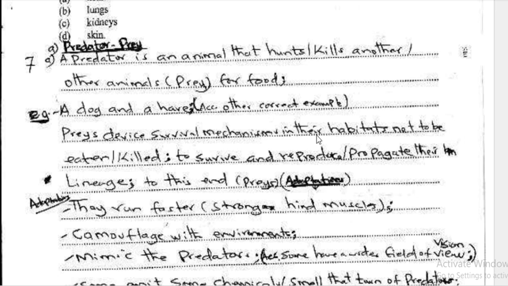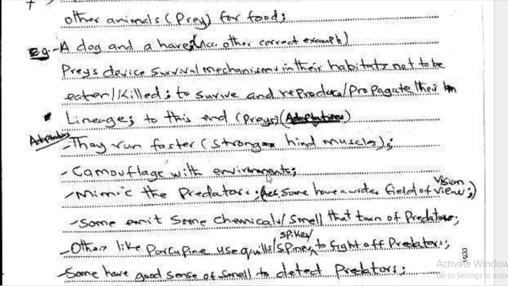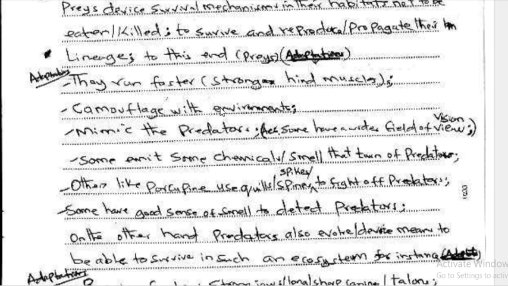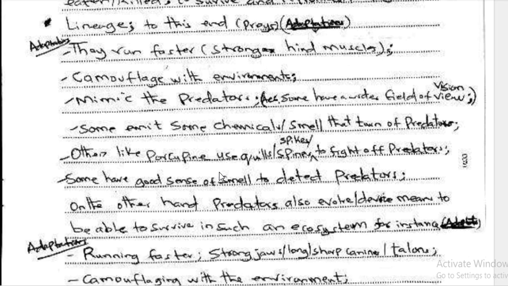to their end. For example, they run faster because they have stronger hind muscles. Then they camouflage with the environment not to be seen. They mimic the predator. Then some emit some chemicals or smell that turn away the predators. Then others, like porcupine, use spines to fight off predators. Some have good sense of smell to detect predators.